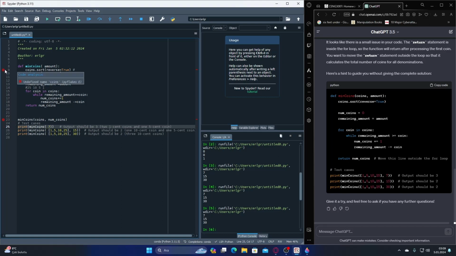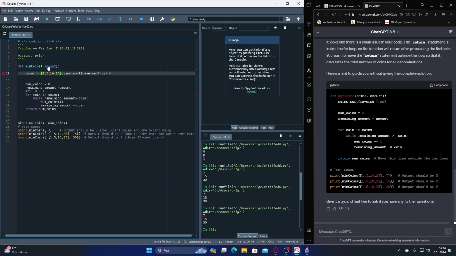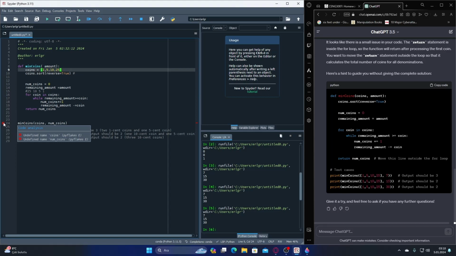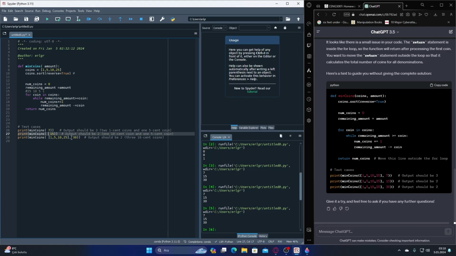And undefined name coins in here, and yep, solving this one. Oh, okay, coins and number coins, num coins. It is returning this one, but the function is wrong in here, so I will do it like this one. Yeah, I will try it now. Yep, it's giving me the true solution.